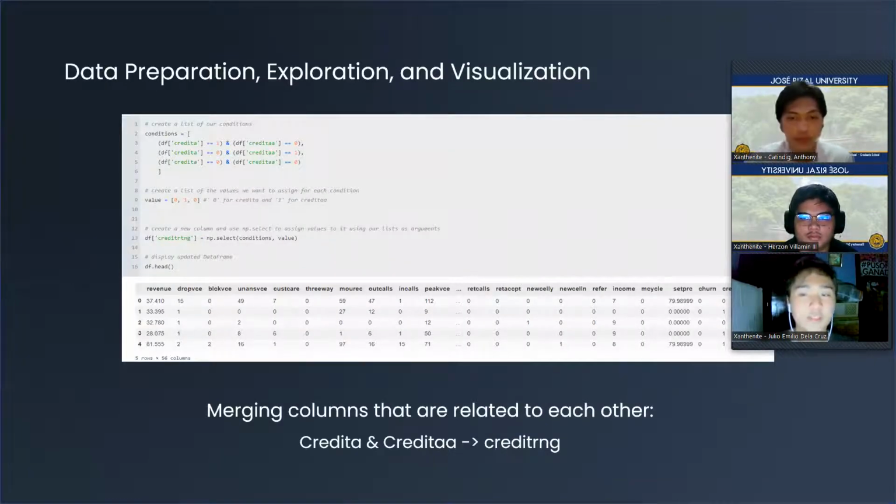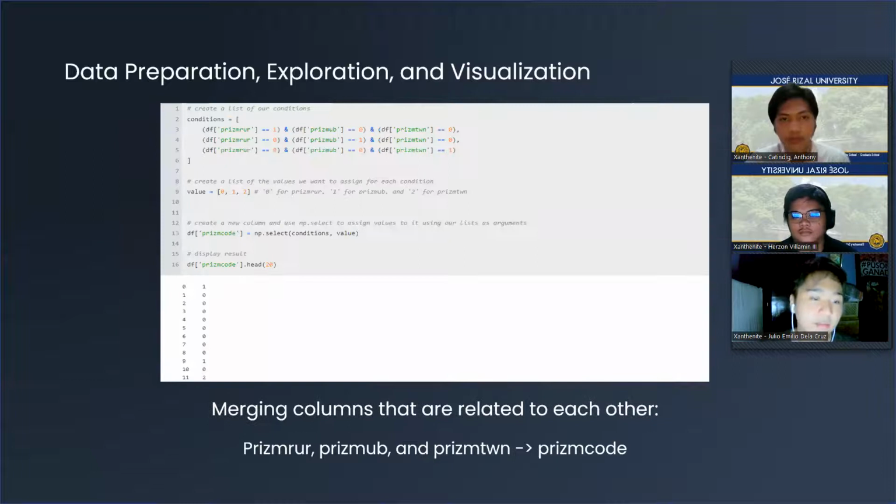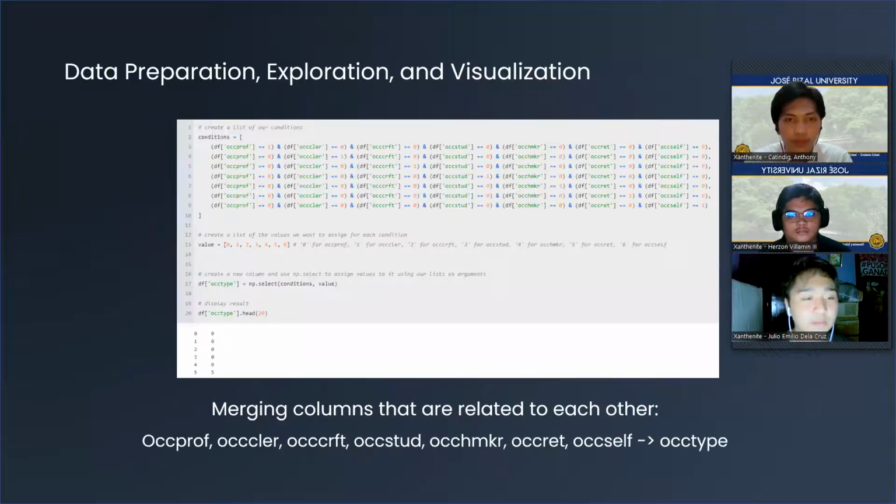We also saw that some columns can be merged. Credit A and credit AA were merged into credit rating, where 0 is for credit A and 1 is for credit AA. We also merged the related columns Prism Rural, Prism Suburban, and Prism Town into Prism Code, where 0 is Prism Rural, 1 is Prism Suburban, and 2 is Prism Town.